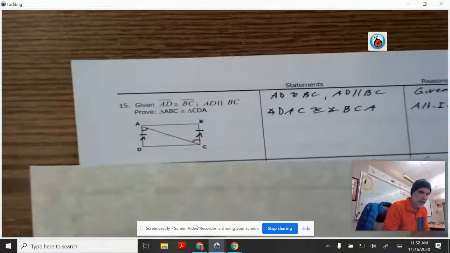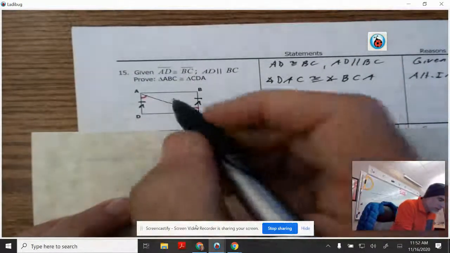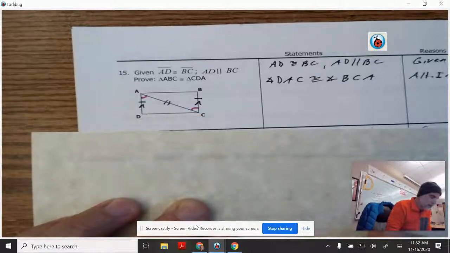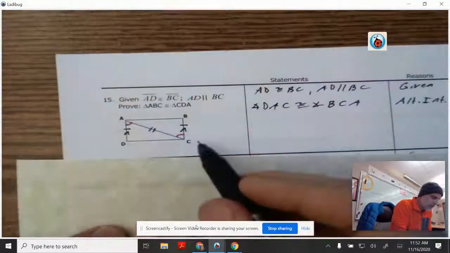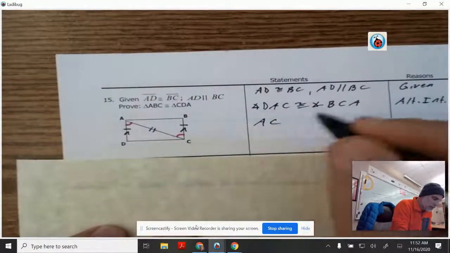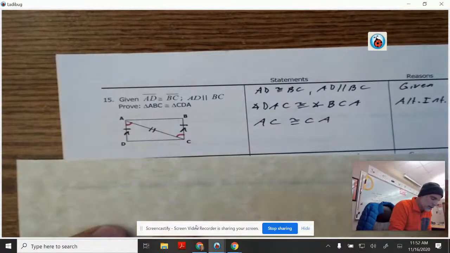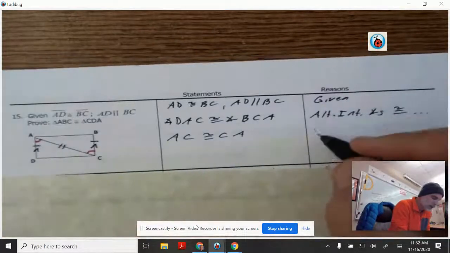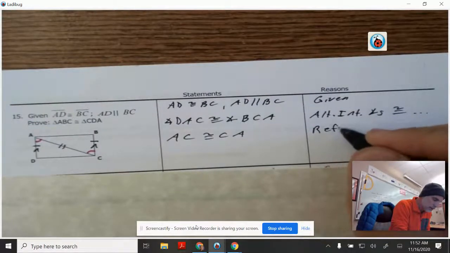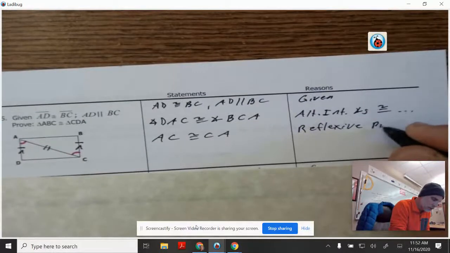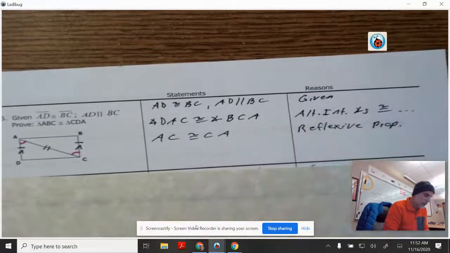The next thing that we should all notice, we've talked a lot about having this shared piece in here. All right. So AC in this triangle is congruent to CA in the other triangle. It's shared. That is the reflexive property. It's congruent to itself. All right.